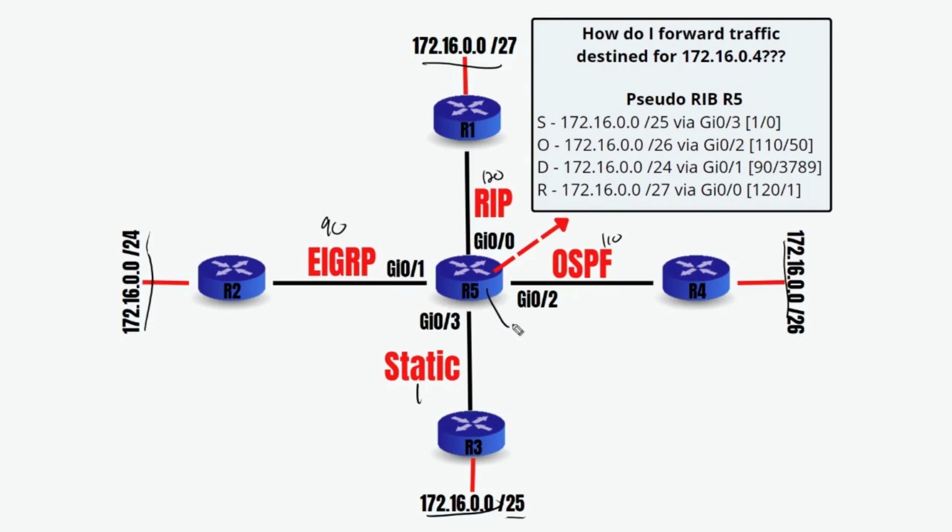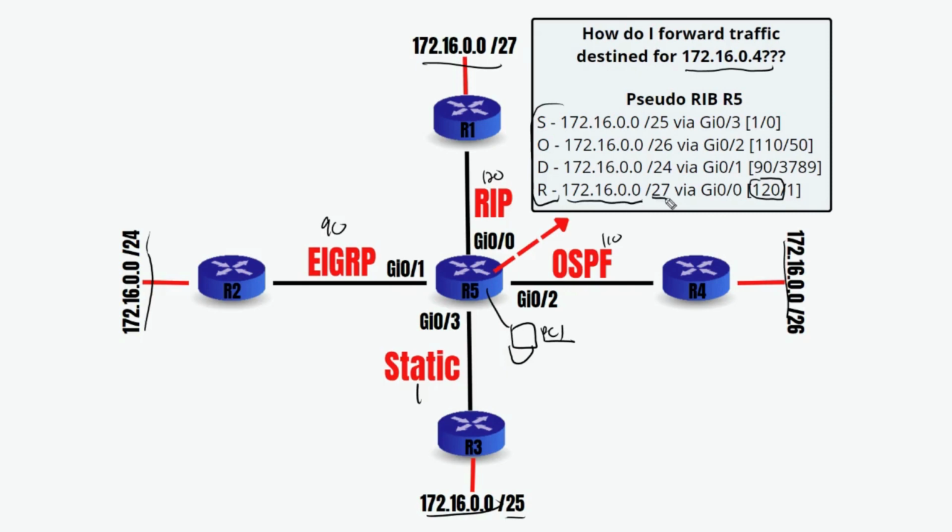Now R5 has received a packet from, let's say, PC1 here, and PC1 wants to reach 172.16.0.4. So what does R5 do? What all routers do. It checks its routing table and sees where it's going to send that packet. So where is it going to send it? We can see here that RIP has the worst administrative distance, right? But what rule trumps that? The rule of specificity.